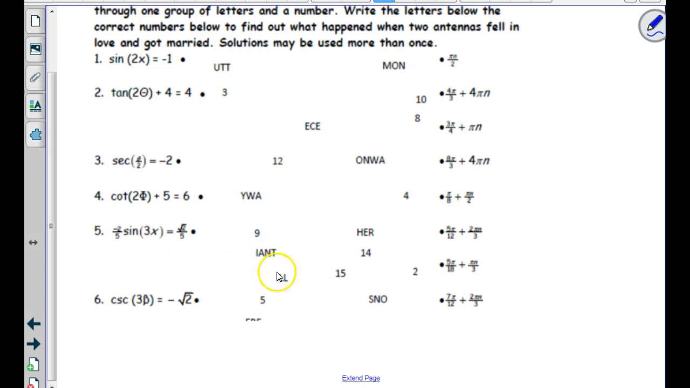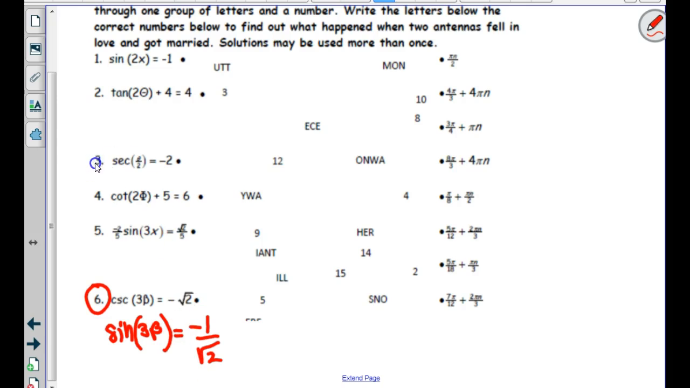Let's try number 6. What do you do anytime you see a cosecant in your equation solving? You just have to flip it over. What is the reciprocal of this? Nope, that's not my question. What's the reciprocal function of cosecant? Sine. So this becomes sine of 3 beta equals, and this side flips over and becomes negative 1 over square root of 2.